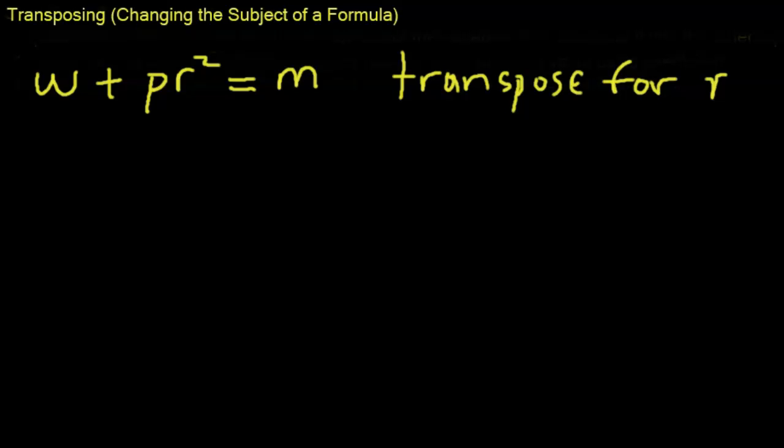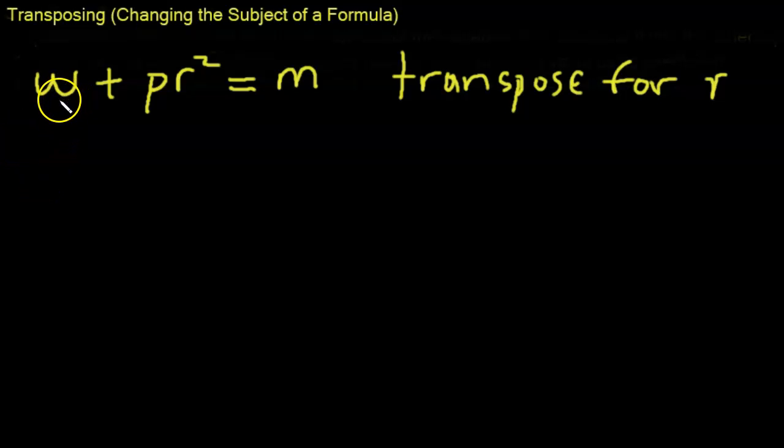Here we have another problem. We're asked to make R the subject, or transpose for R. So we need to isolate R. But before we isolate R, we have to isolate R squared first. Good. So how do we isolate the R squared now?